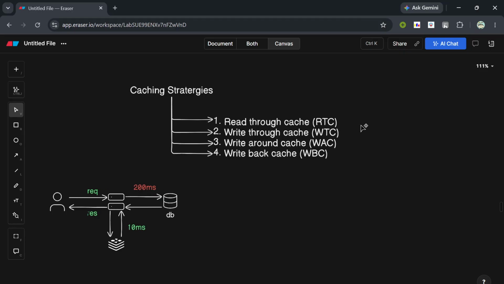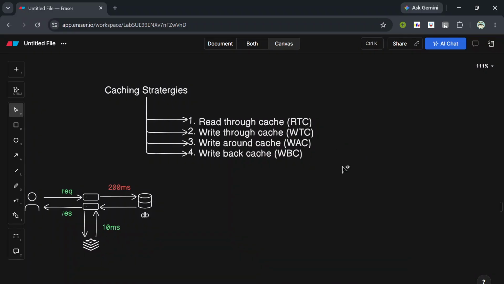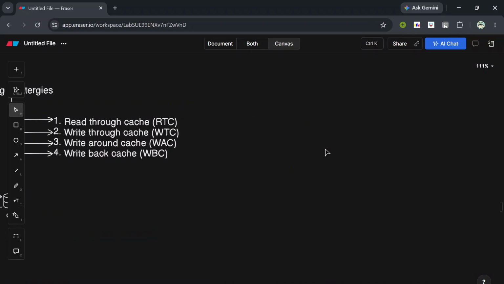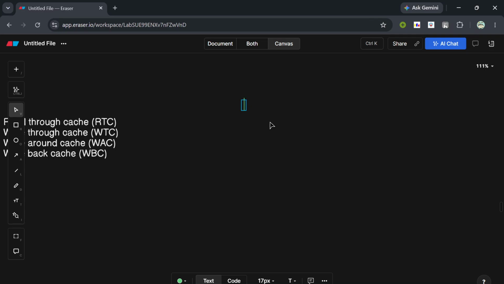And these are the main caching strategies that we have. The first is read through cache, then we have write through cache, then write around cache, and write back cache. So let's get started with the first one, which is read through cache.